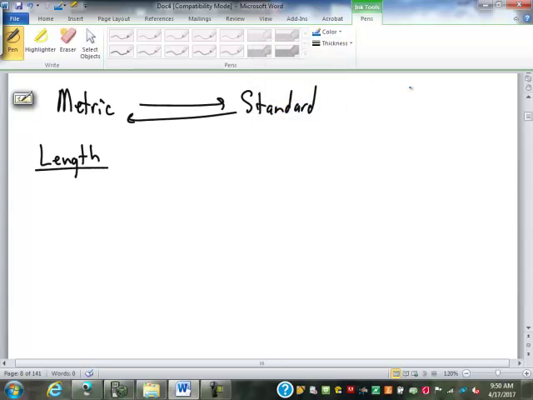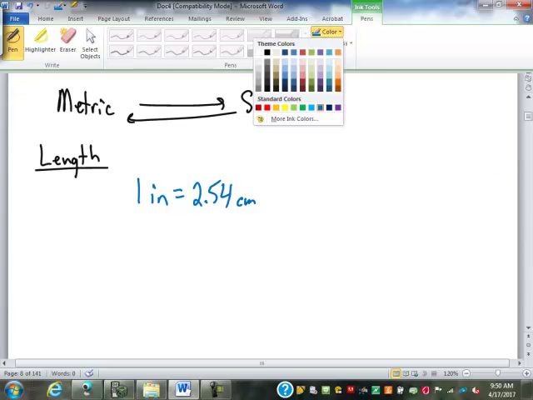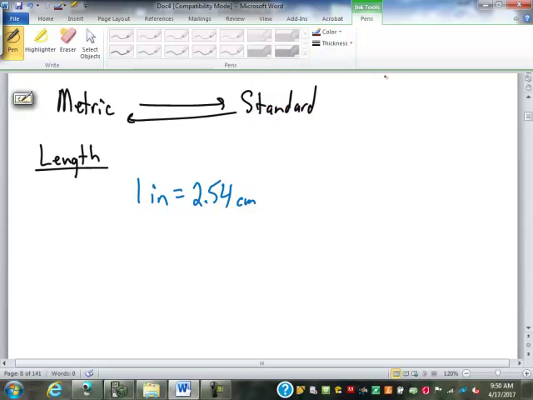In the length system, there's only one conversion that I have memorized. That's 1 inch equals 2.54 centimeters. That is because that one is nearly exact. Now I can derive my other conversions from that.